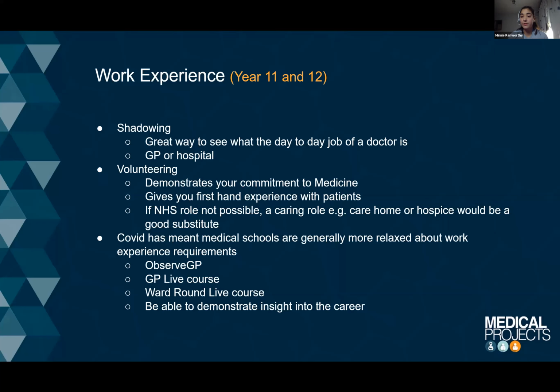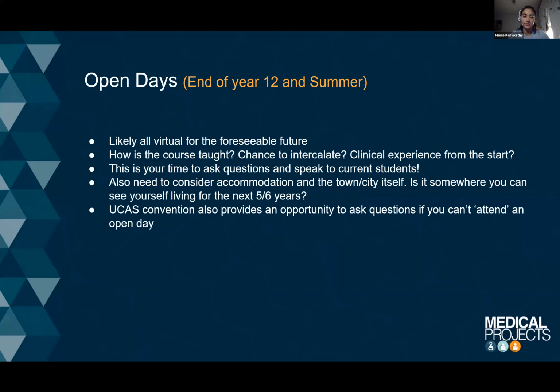And just being able to demonstrate an insight as well. What does the job of a doctor involve? What's the training like? Do you have realistic expectations of what the job is? You haven't just watched, as I said, Grey's Anatomy or Casualty on TV. You actually know what it entails.